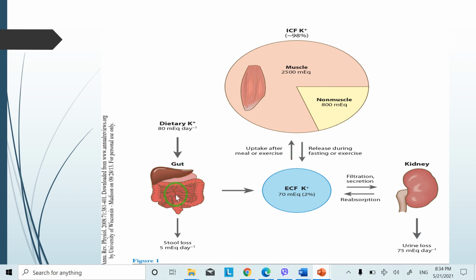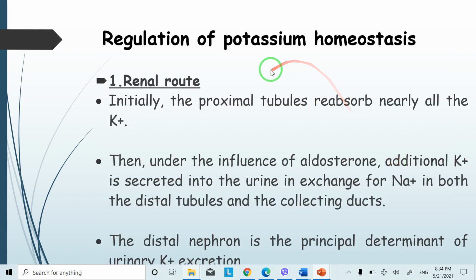Also, by the intestine, we have the dietary intake of potassium. It will pass to the small intestine, and some will be absorbed from the intestine into the extracellular fluid, and the excess will be lost in a daily loss of about 5 milliequivalent or 5 millimole. So these are the most important organs to maintain potassium homeostasis. First of all, we have the kidney.